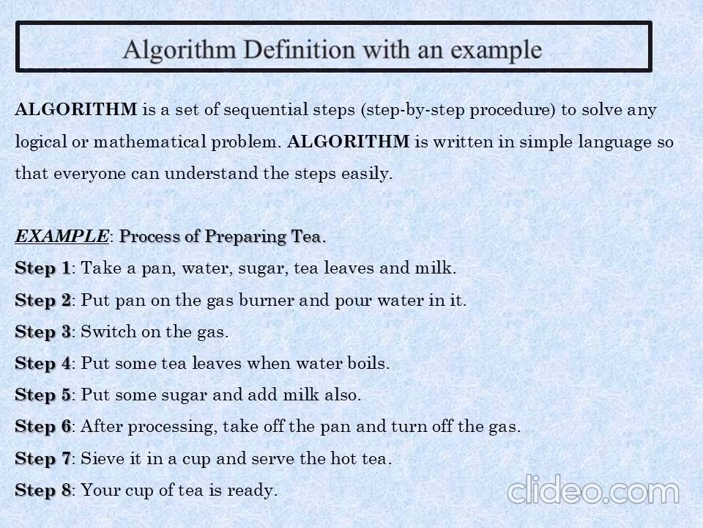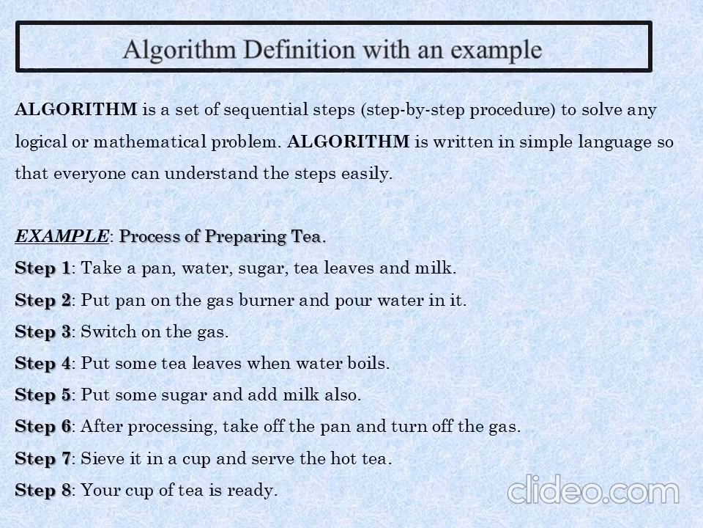Now after we switch on the gas, what do we need to do in the next step? We need to add some tea leaves, because what is our main thing? We are preparing tea. So what do we require? Tea leaves. We need to put the tea leaves when the water starts boiling. After the water starts boiling, what will we do? We will add some milk. We will add some sugar also. Right? Once the boiling, sugar, everything gets mixed well, what will we do?